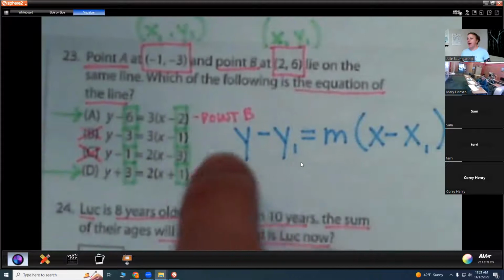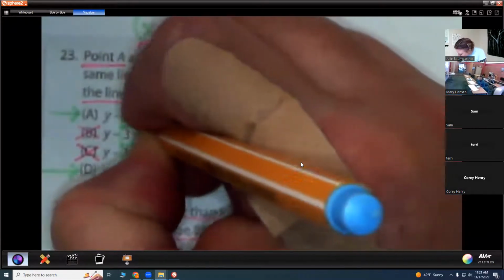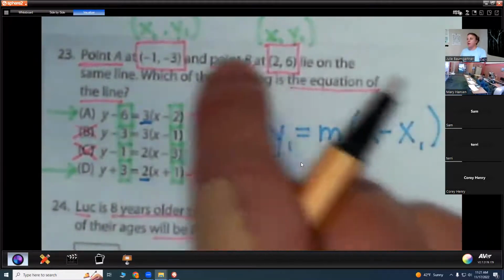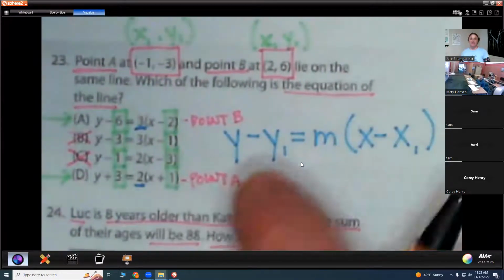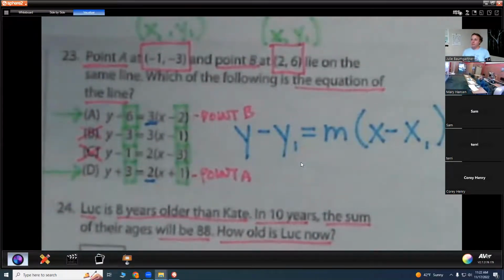And so that's our next way to decide between A and D: is the slope of the line +3 or +2? If we only had 1 point on the line, we couldn't make that choice. But because we know 2 points, we can figure it out. So there's a couple of ways that we can do this. We could use the 2 points, which is probably going to take more time.